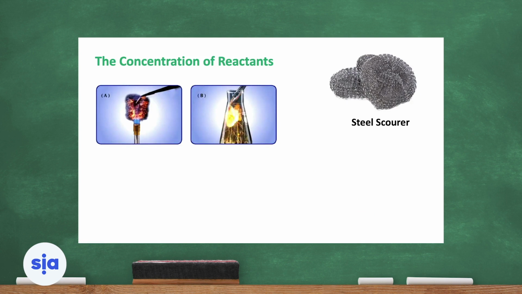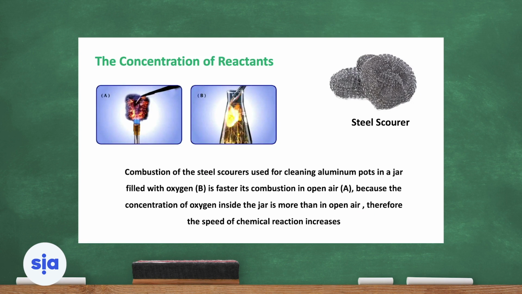You know the steel scourer? The steel scourer used for cleaning aluminum pots. We will put it in a jar filled with oxygen, and we will try to put it in open air. In picture number B, it's inside a jar filled with oxygen. And in picture number A, it's in open air.